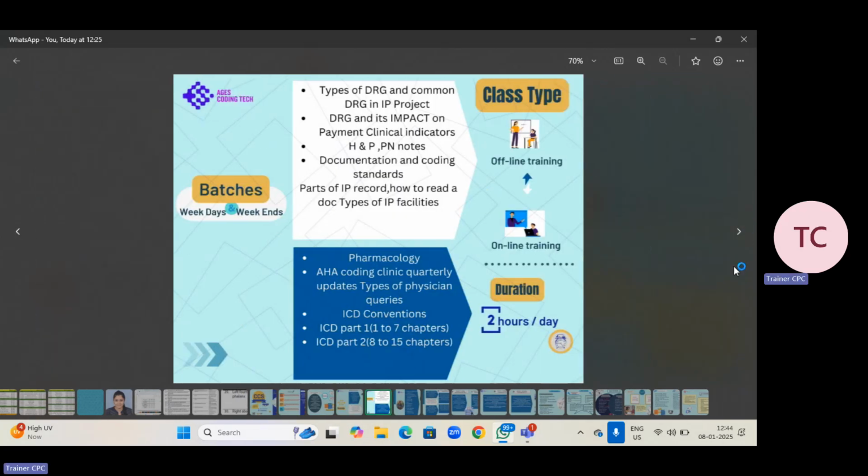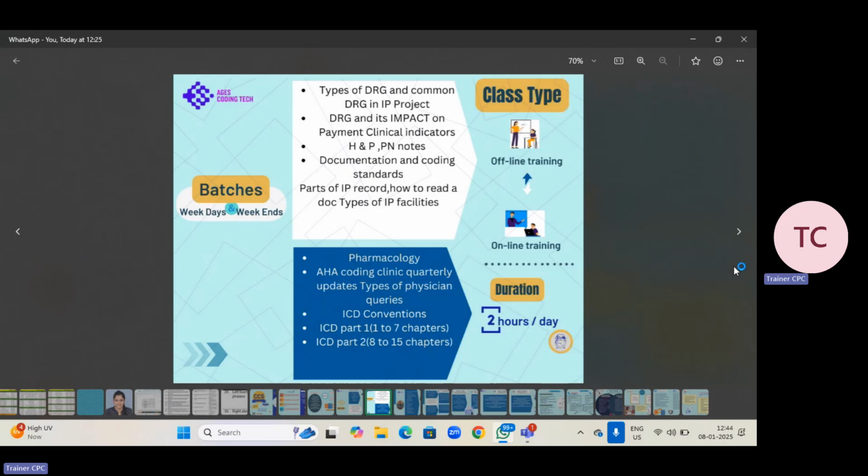Next, coming to the concept of DRG. This inpatient payment will be based on the DRG. DRG is a 3-digit number. For each inpatient admission, the patient will get one DRG. Based on the DRG, payment will be provided.